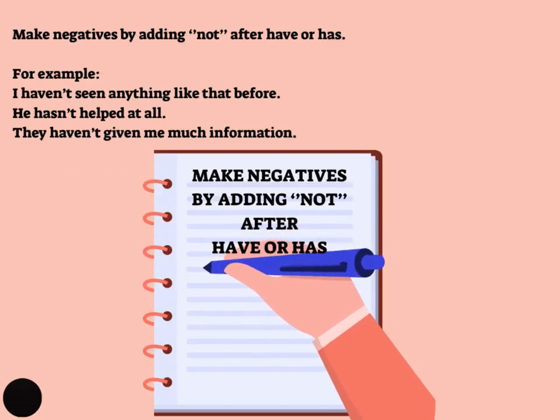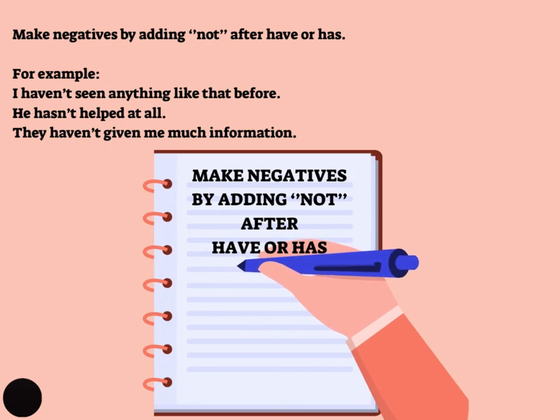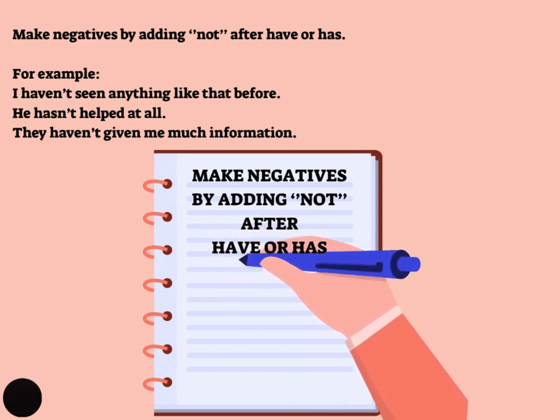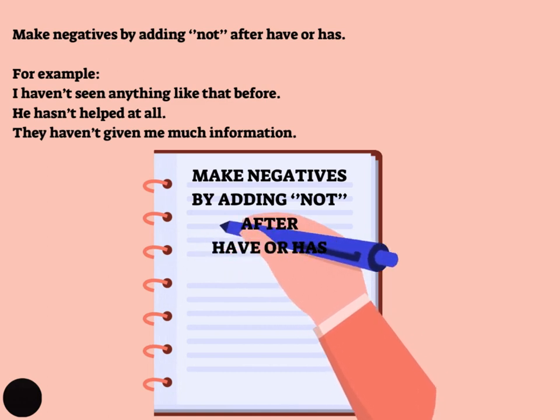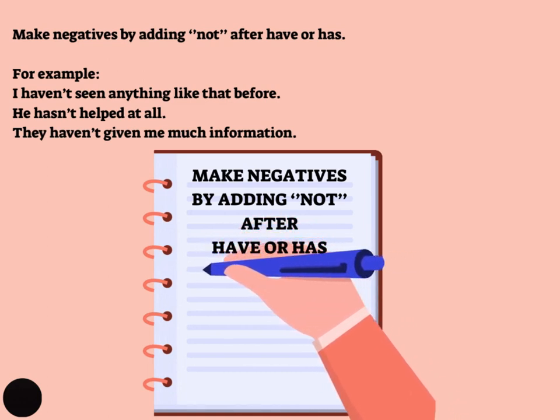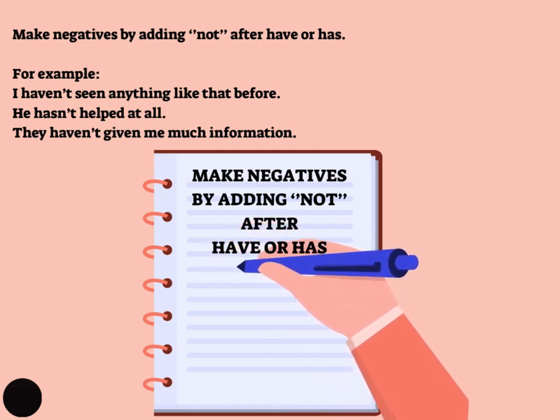And make negatives by adding not after have or has. Again, this form is contracted. For example, I haven't seen anything like that before. He hasn't had any at all. They haven't given me much information.